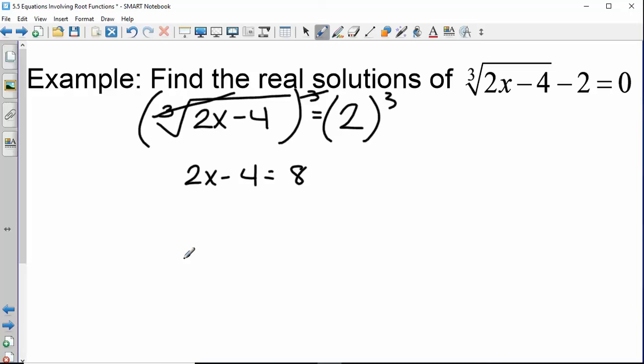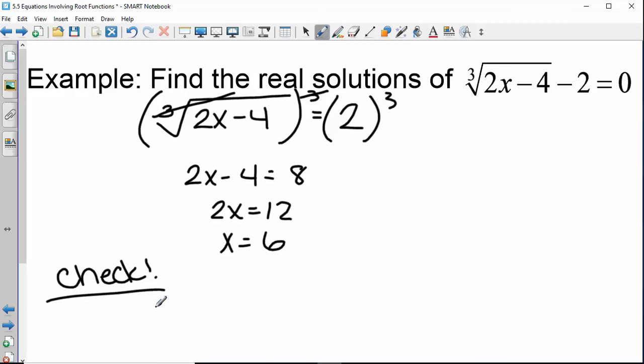Okay, then this is an equation you can easily solve. Add your 4 over, divide by 2. So 2x equals 12, and x equals 6. One thing I really want you to get in the habit of doing on these problems is to check your answer.